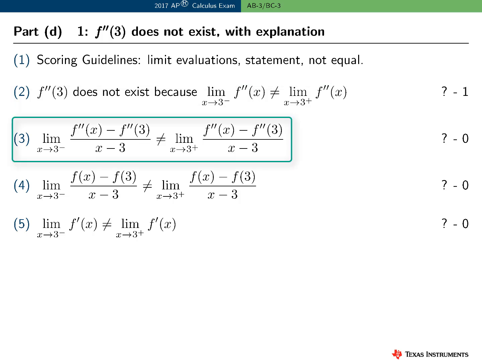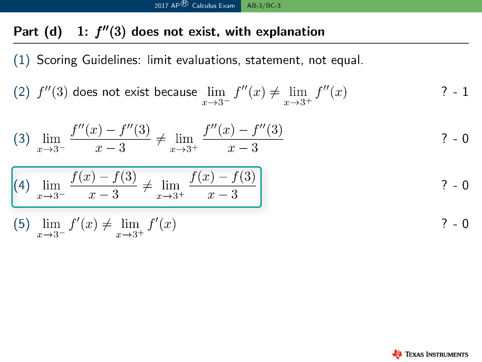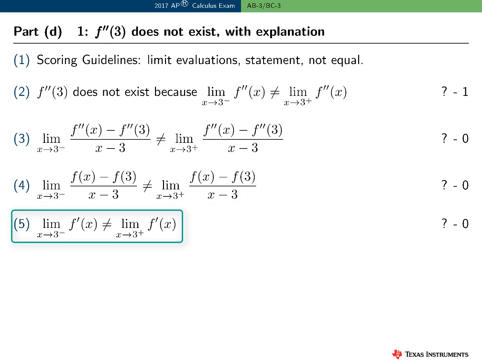In the third example, the student is looking at one-sided limits, but they're using f double prime rather than f prime in these expressions, so they would not earn this point. In the fourth example, another common error was to look at one-sided limits, but use the function f in the numerators here rather than f prime. This student would not earn the point. And in the last example, the student is also considering one-sided limits, but they're using f prime rather than f double prime. They would not earn this point.